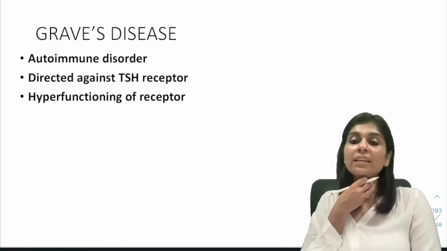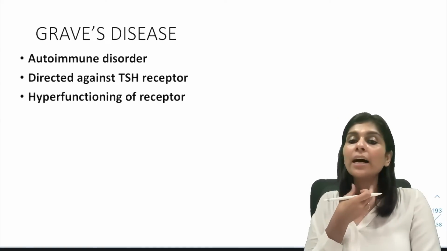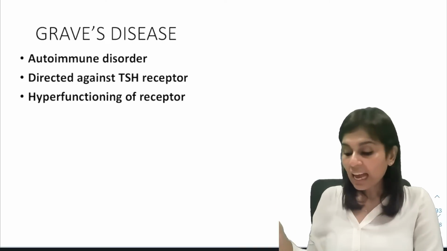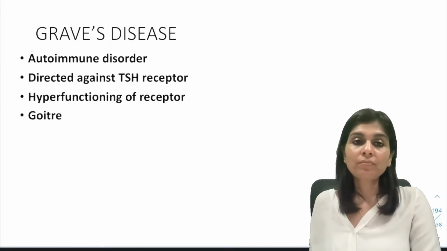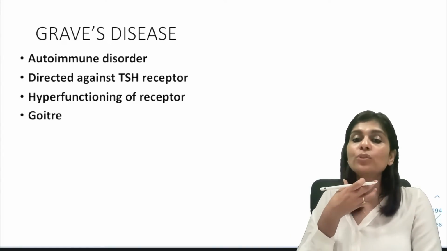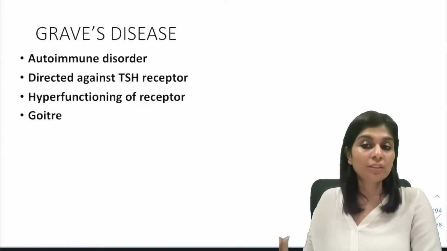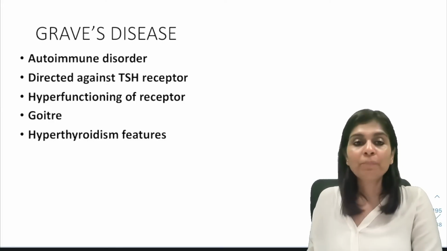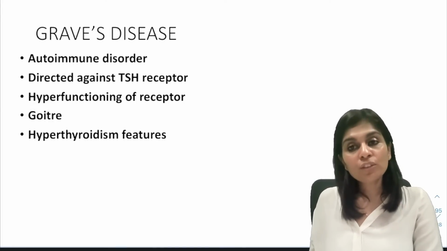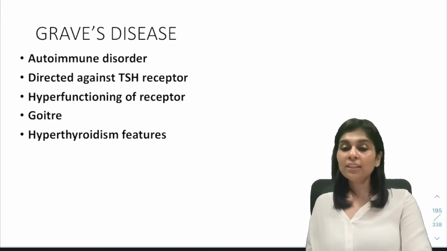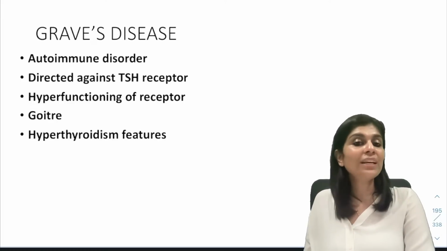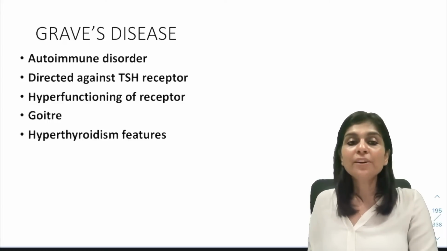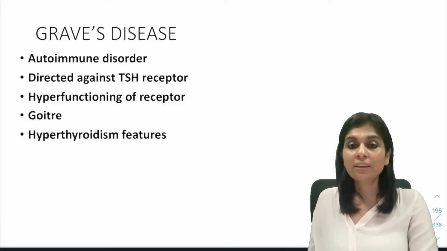What will happen when TSH receptors on the thyroid gland are hyper-functioning? The thyroid gland will undergo hyperplasia, and that causes goiter. And it stimulates the thyroid gland to release more thyroid hormone into circulation. That causes features of thyrotoxicosis. So what are the features of thyrotoxicosis that you can expect in this patient? They'll present with heat intolerance, weight loss, tremors, right? So all these are hyperthyroidism manifestations that you will see here.